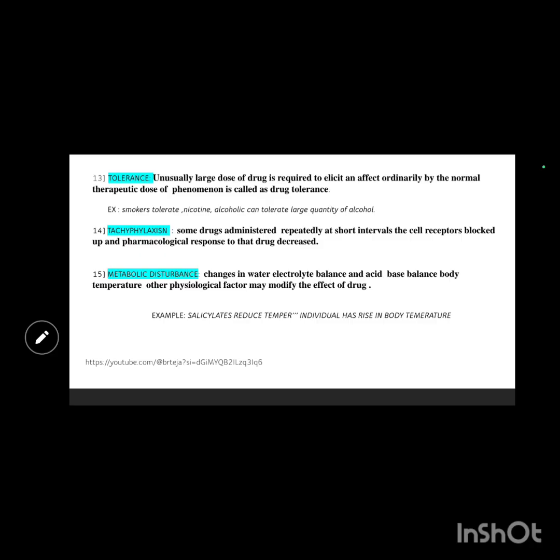This class continues. The next topic is posology, systems of weights and measures. Next class we will discuss this topic, systems of weights and measures.